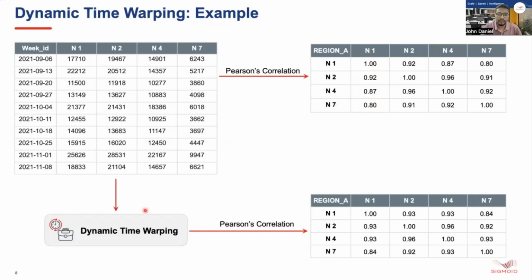So after applying the dynamic time warping and again calculating the Pearson's correlation coefficient, we can see that the poorly correlated region pairs such as N1 and N4 has better correlation now. So it increased from 0.87 to 0.93. Similarly, for N1 and N7, it increased from 0.80 to 0.84.